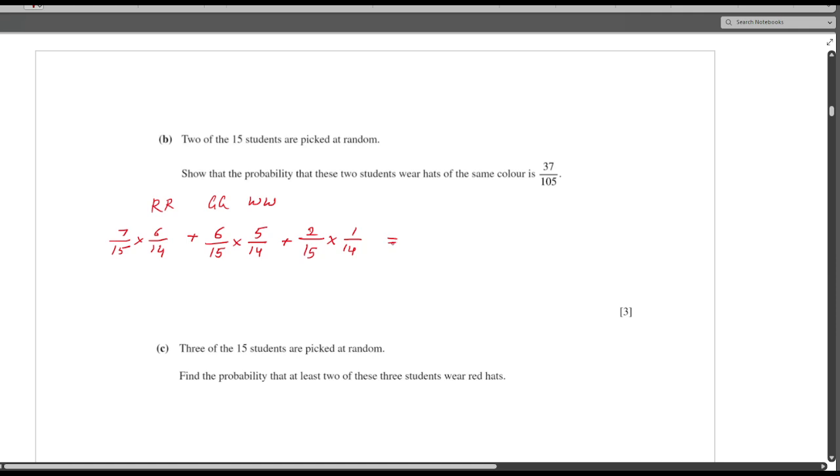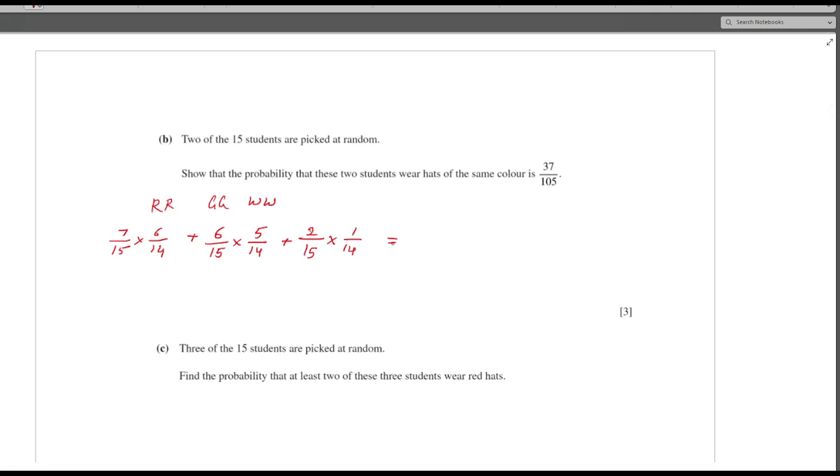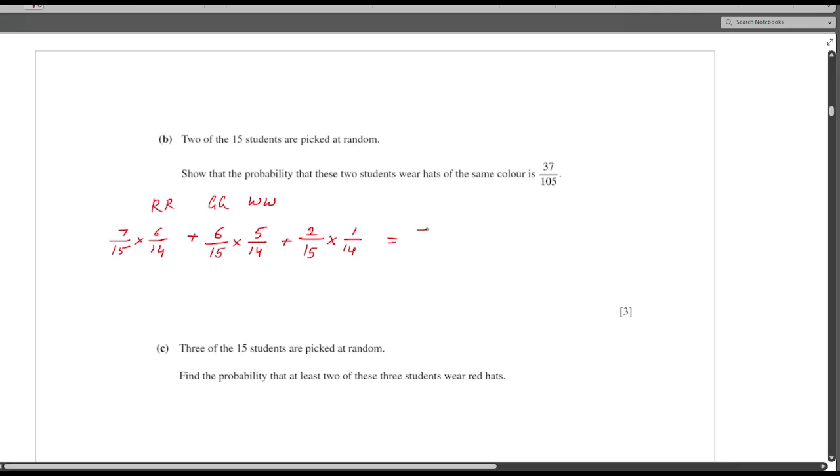So here the result is, now the denominator is the same everywhere, so let us calculate the numerator. 7 times 6 plus 6 times 5 plus 2 times 1 is 2. So the total is 74. So your numerator is 74 and your denominator is 15 times 14. So 15 times 14 is 210. So 74 divided by 210 will give me 37 divided by 105. 37 divided by 105 is my result.